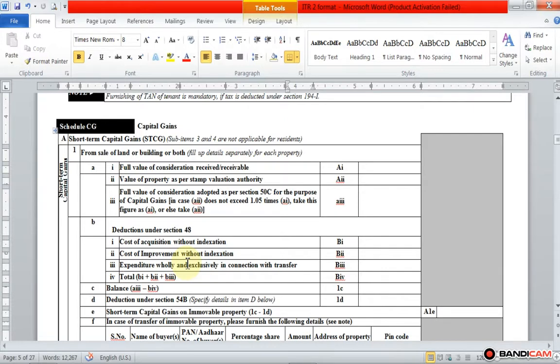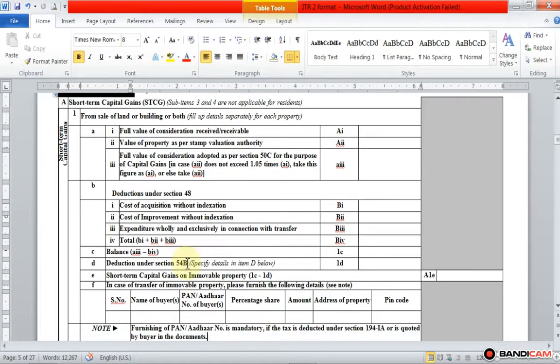Here we deduct this value from A3. Then we get a balance of property or capital gain. Then we deduct a deduction under section 54B, specify details in item D below. If we get a deduction in respect of section 54B, we have to provide all details regarding section 54B in the D column. If it is applicable, then we take it into consideration. If it is not applicable, then we ignore it.